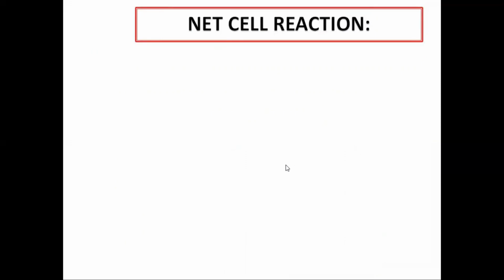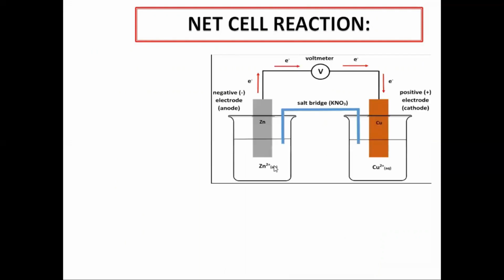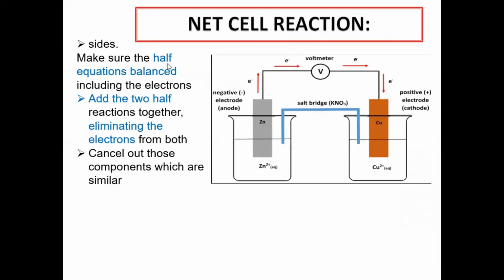All right, net cell reaction. It means that we're going to combine the half equations, and then we see what we're going to form. Make sure the equations are balanced. Balance them, including the electrons. I try to show you on the equation that the electrons must be balanced. Add the two half reactions together, eliminating the electrons from both sides. So that now when you add them, then you eliminate the electrons, and then it cancels out, then you form a full equation. Let's look at it.